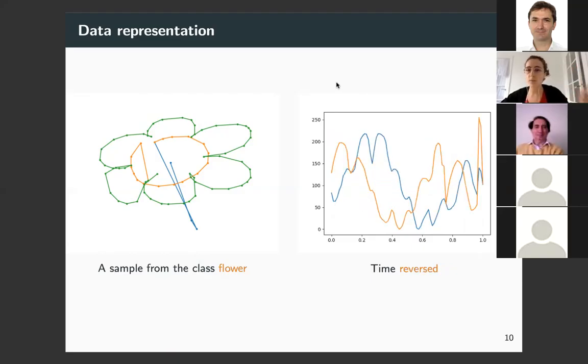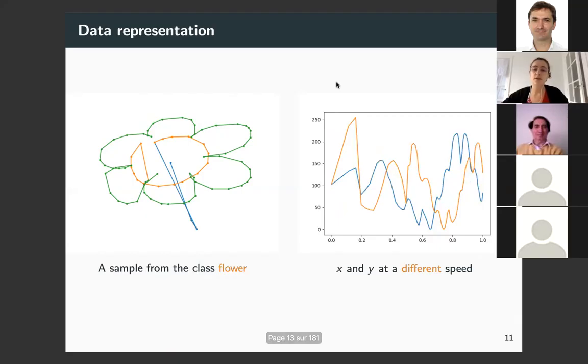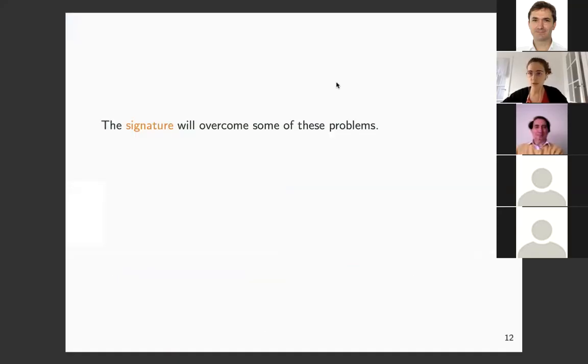So this is the same object, but I drew it differently and I have a totally different representation. And another example: if I draw it at a different speed, for example, I go really fast for the first segment and then slowly for the petals or something like this, I get, again, a different representation. So what's the signature? The signature is a way of representing a path so that we overcome some of these problems.